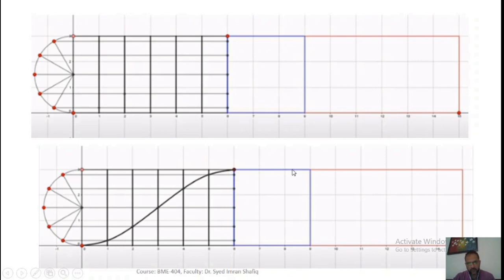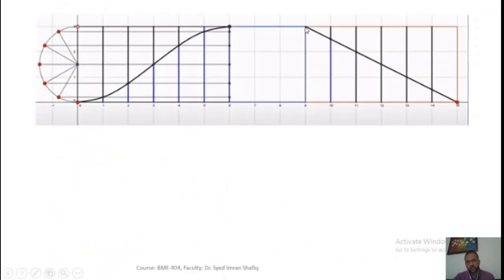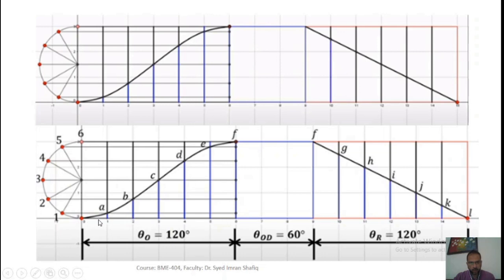Then there is dwell. In this period, the cam is neither rising nor falling. It is in the same position. And then there is a uniform velocity, so it will be shown with a straight line. So finally, this is how a displacement diagram is drawn.